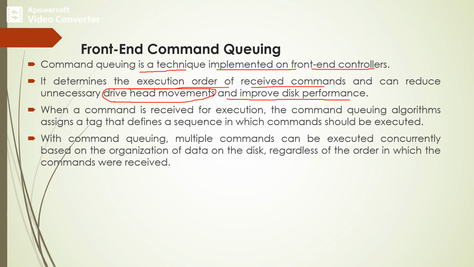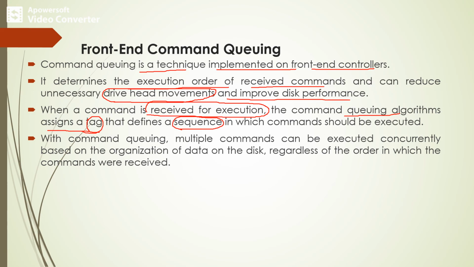Whenever a command is received for execution, the command queuing algorithm assigns a tag. That tag defines the sequence in which those commands can be executed. What is the meaning of the tag? The command queuing algorithm assigns a tag, and that tag defines the sequence or order in which the commands can be executed.